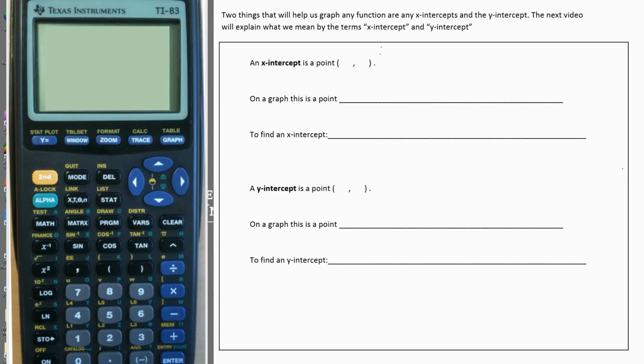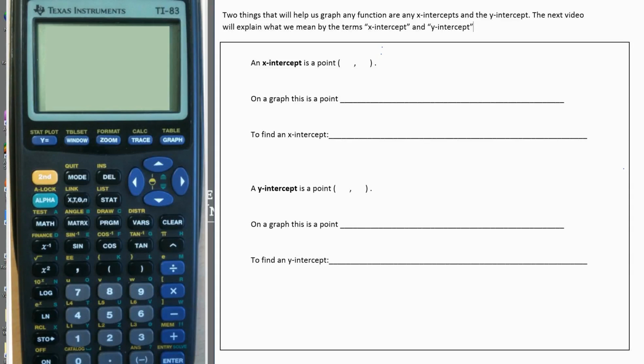Now we're going to talk about a special feature of graphs called their x and y intercepts. These are things that can help us graph a function, or that from a graph we might want to find off of the function because they often have special properties. Okay, so an x-intercept is a point where you have a value a, some number, and then 0. And on a graph, this is a point where the graph intersects the x-axis.